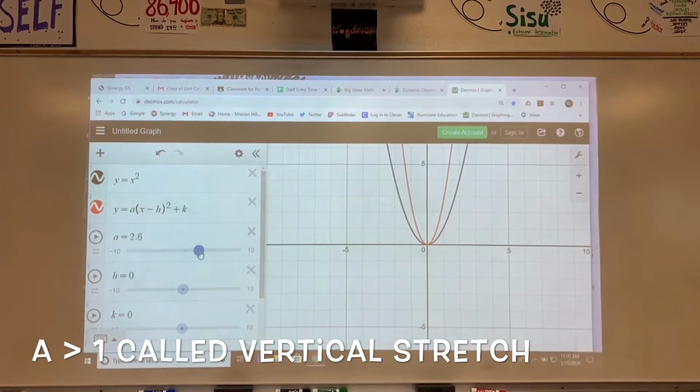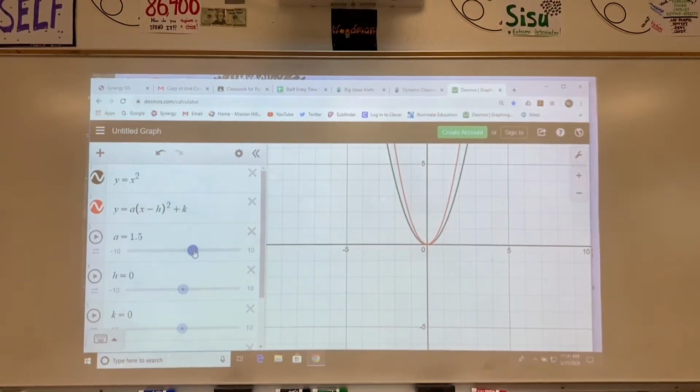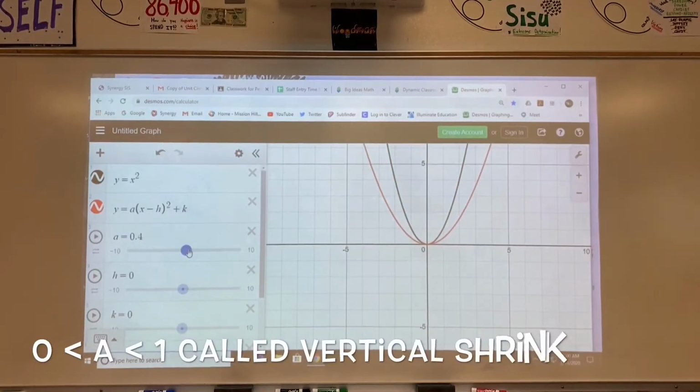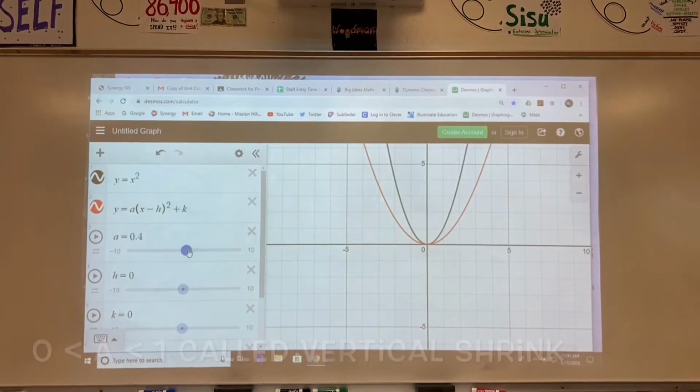Now, when the a value gets between 0 and 1, watch what happens when it gets smaller than 1 here. Once I'm between 0 and 1, you can see the red graph is getting wider than the parent function. We like to call that a vertical shrink.